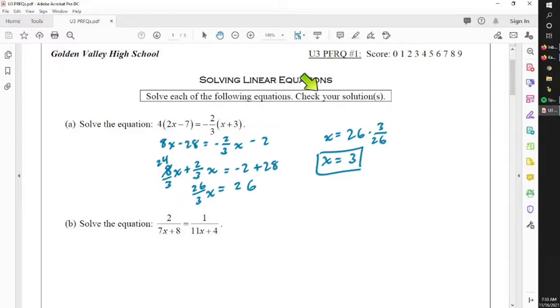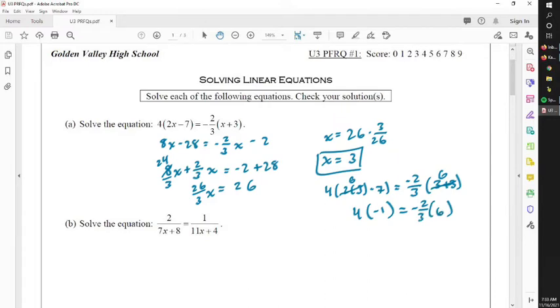Now, the directions do say check your solution. So that means I must take the 3 and plug it back into the original equation to see what I get. And so when I plug the 3 back into the original equation, my strategy is going to be to simplify what's on the inside of the parentheses first. And so I get 6 there and 6 there. 6 minus 7 is going to be negative 1. So I have to multiply that by 4.